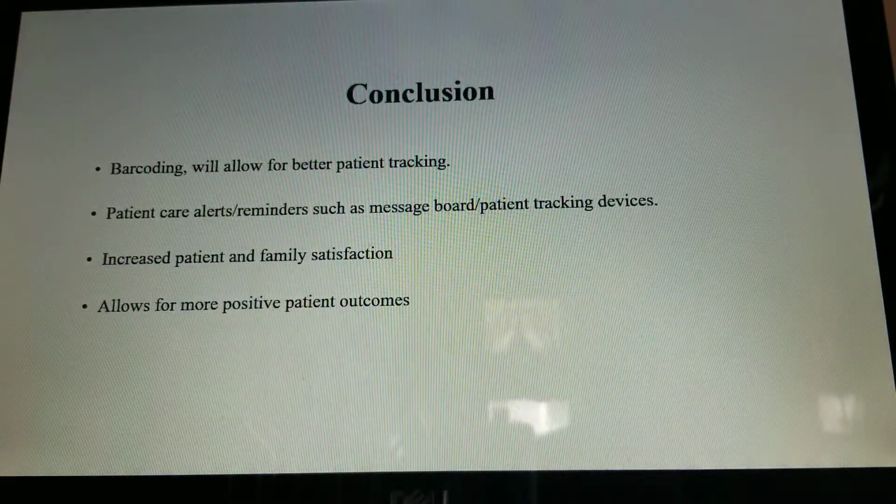Conclusion. Barcoding will allow for better patient tracking. Patient care alerts and reminders, such as message board patient tracking devices, increase patient and family satisfaction, which also allows for more positive patient outcomes. There are many domains inside the hospital setting that require the latest and up-to-date information.